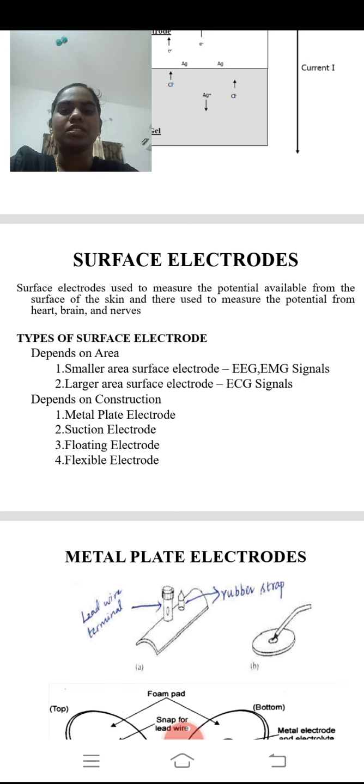Okay, so first, what is meant by surface electrodes? Surface electrodes are used to measure the potential available from the surface of the skin, and they are used to measure the potential from the heart, brain and nerves. So whenever we measure heart, brain or nerve activities, surface electrodes are used. Different types of surface electrodes are available. They are mainly classified depending on area and depending on construction. The first one is depending on area.